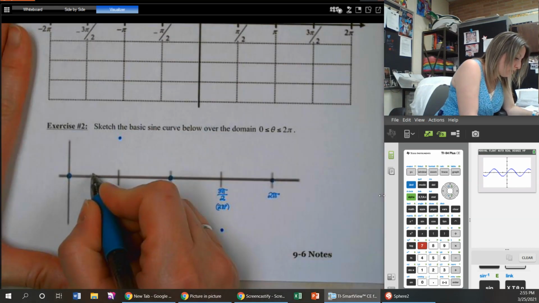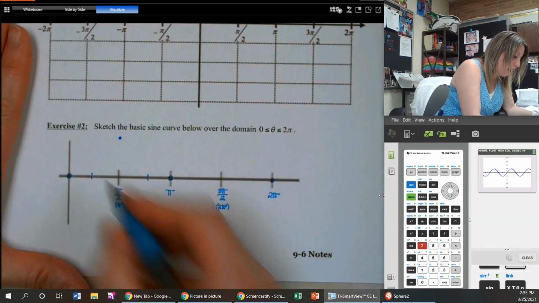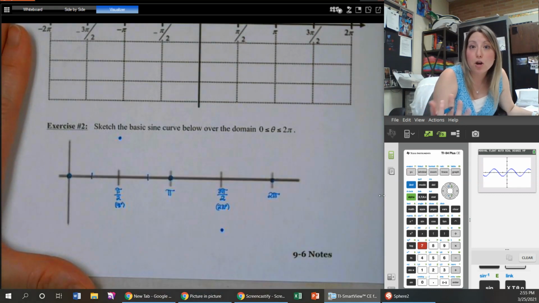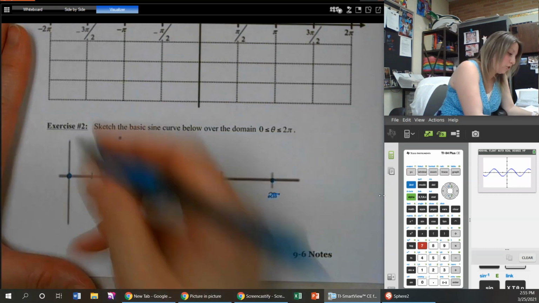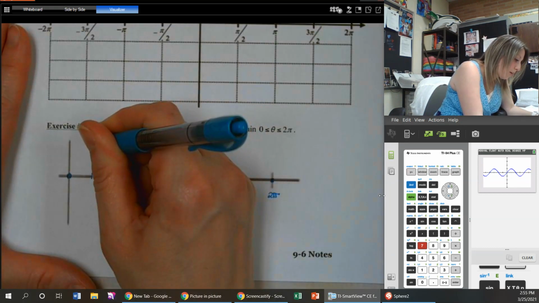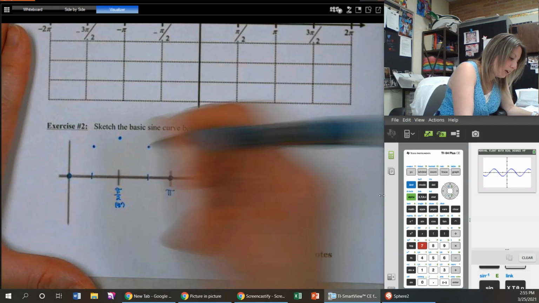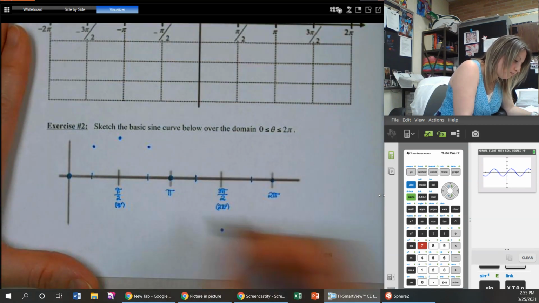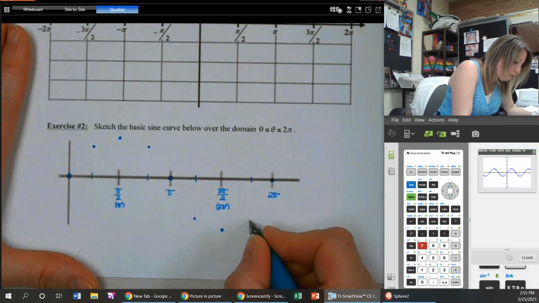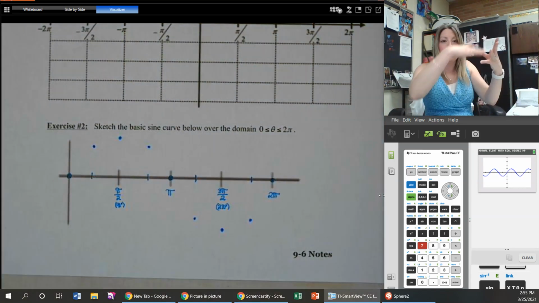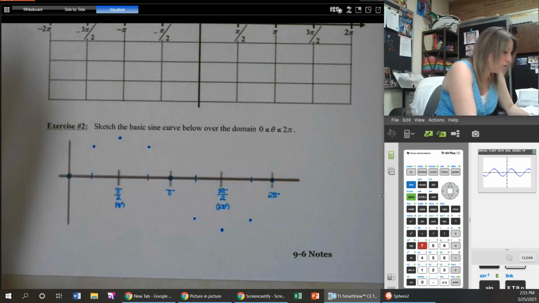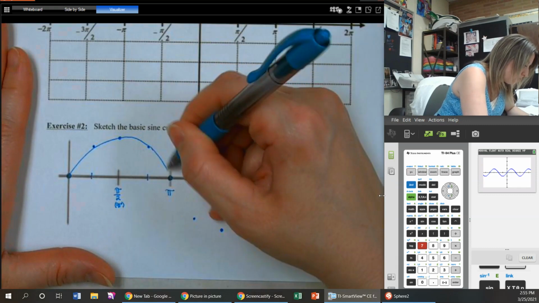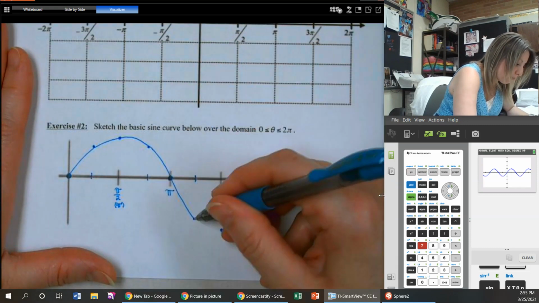If you want to do your 45s, these in-betweens, those are at radical 2 over 2, which is greater than 1/2, but a little bit less than radical 3 over 2. So you're more like up here, not half, but more like up here or down here if you're doing it this direction. And so when we're talking about sketching, we're not getting exact, we're just kind of getting that curve to occur. And we can see the pattern of the curve. Okay, we can see that pattern that continues.